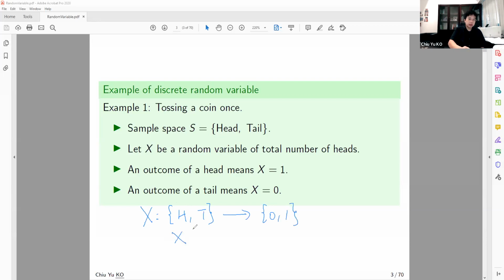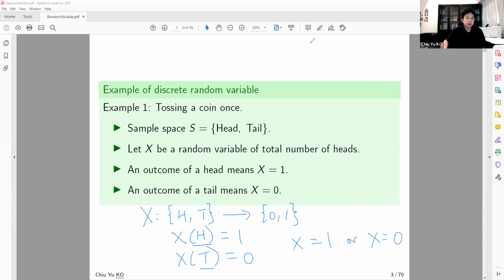So usually it should be X of H equals 1 and X of T equals 0, but sometimes we omit this argument, so it will be X equals 1 or X equals 0. But remember, a random variable is a mapping from the outcome space to the number space.